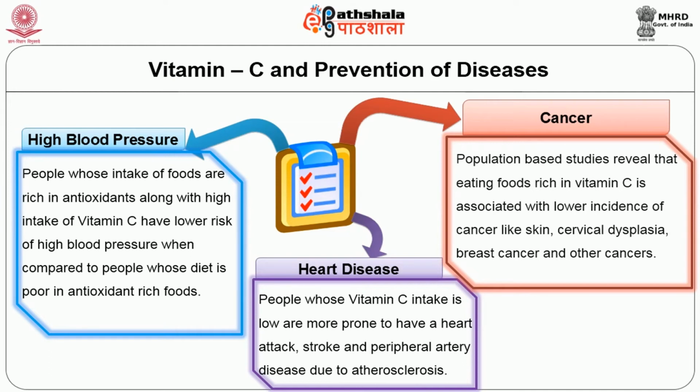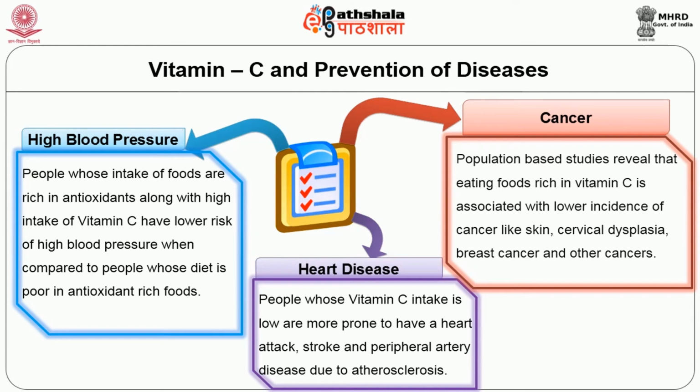The DASH diet, which is recommended for preventing high blood pressure, includes generous amounts of fruits and vegetables, which are good sources of antioxidants. Intake of vitamin C along with conventional blood pressure lowering medications lowers systolic blood pressure but does not have an effect on diastolic pressure. Next, we will see vitamin C and cancer.